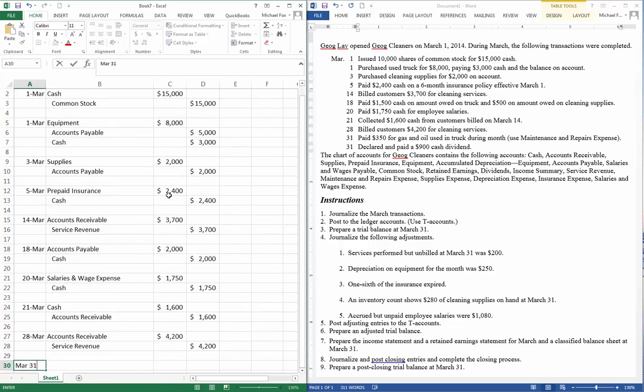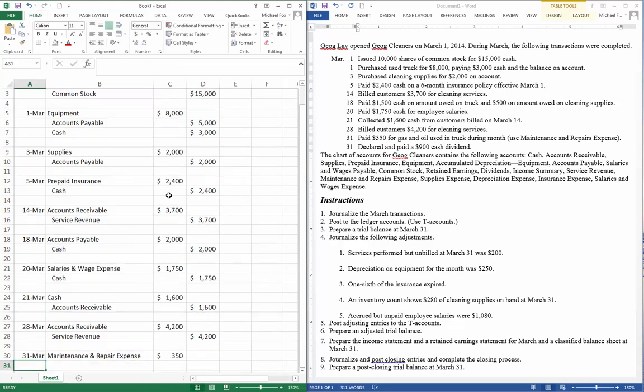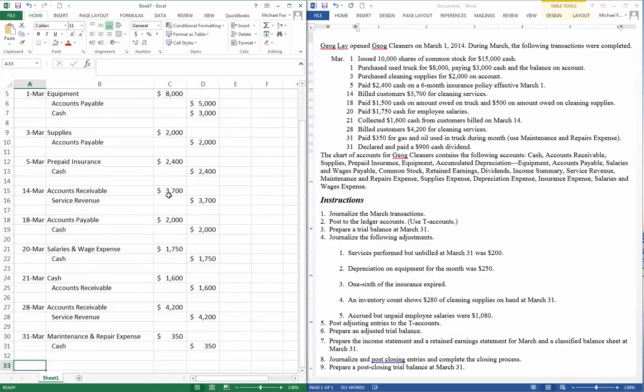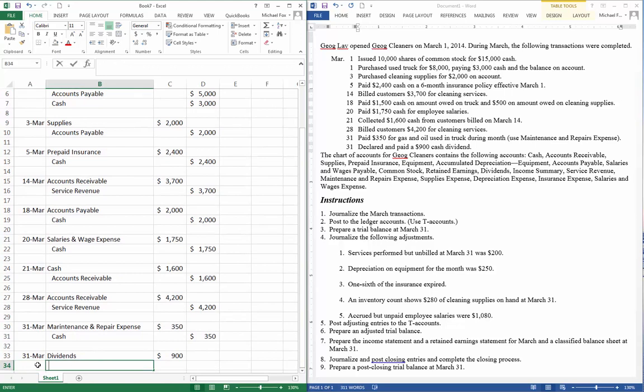March 31st, paid $350 for gas and oil used in truck during the month. Use maintenance and repairs expense. Well, that's nice. They told us which expense. Maintenance and repair expense, $350. And our cash goes down by $350. And then March 31st, declared and paid a $900 cash dividend. So we're going to have dividends. Our cash goes down.